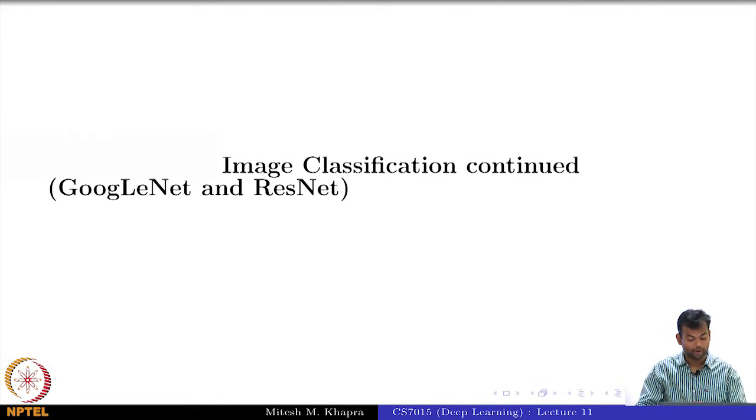So we'll go to the next module where we wanted to look at two more architectures for image classification. These are GoogLeNet and ResNet.